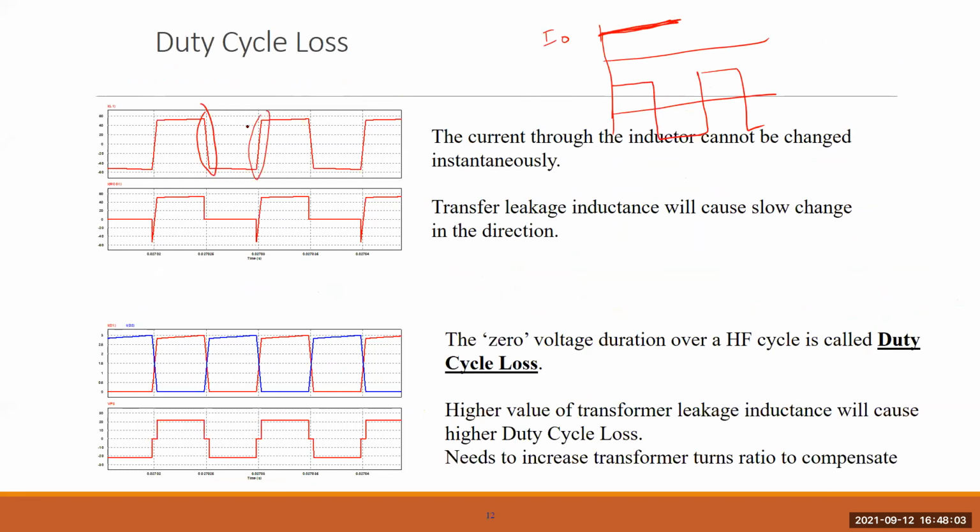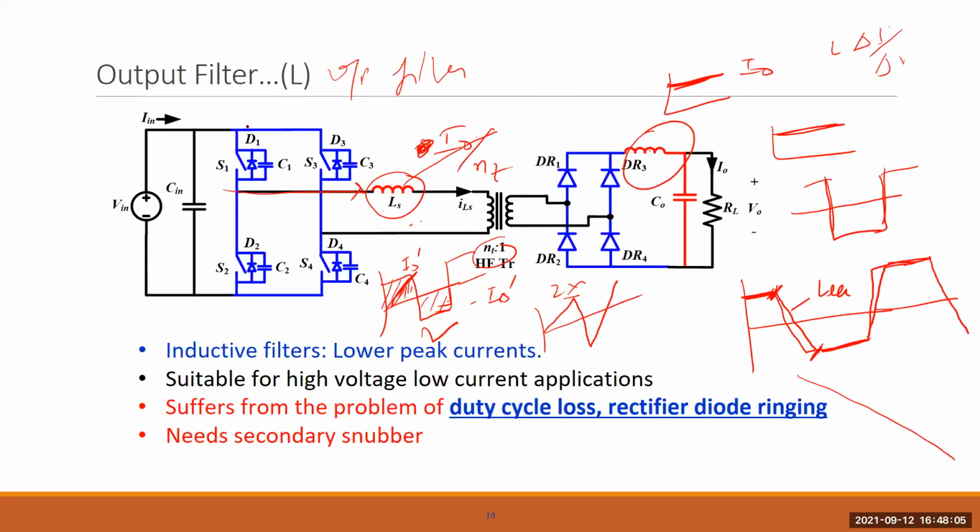Okay. And during this time, what happens? Whenever the inductor is changing direction, there is a difference between this and this. Earlier this current was flowing through this and coming back, so the inductor current multiplied by the turns ratio is I naught, and perfect.